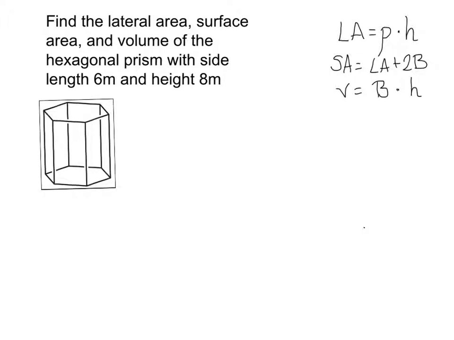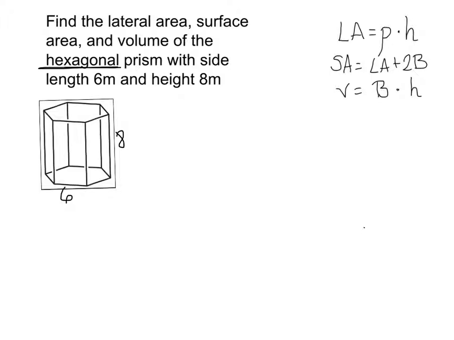Okay, this problem asks you to find the lateral area, surface area, and volume of a hexagonal prism with side length 6 meters and height 8 meters. So when it says hexagonal prism, that means your base is a hexagon. So if the side length of the hexagon is 6 and the height of your figure is 8, they want us to find the lateral area, surface area, and volume.